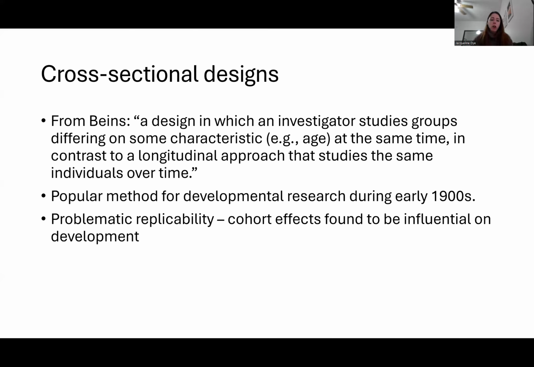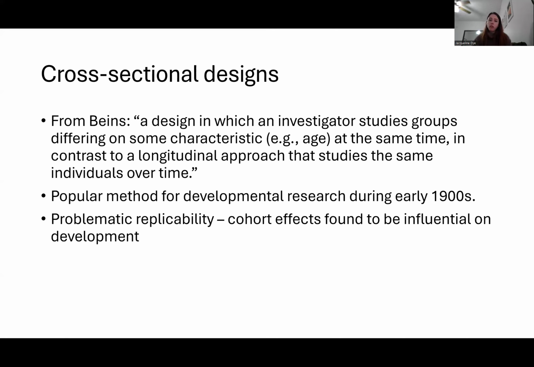So the Baines chapter talks about how cross-sectional designs were implemented before longitudinal designs were developed. So a cross-sectional design is a design in which an investigator studies groups differing on some characteristics. So for example, different age groups, but they're studied at the same time. And so comparisons can be made between the two groups. In contrast, a longitudinal approach studies the same individuals over time.